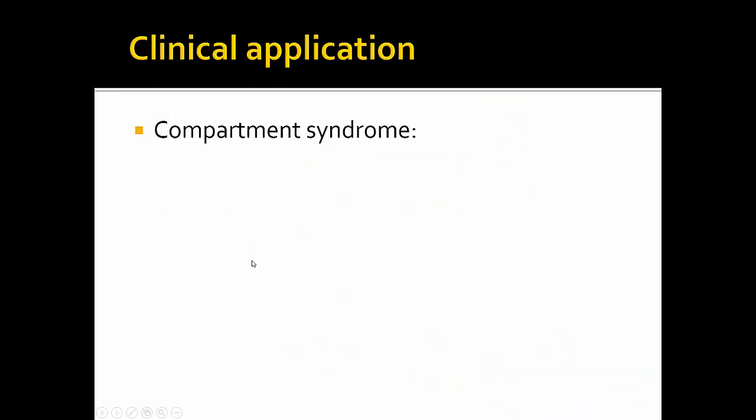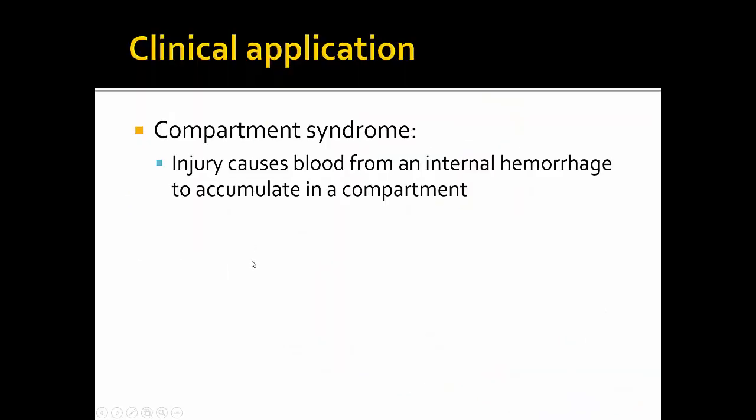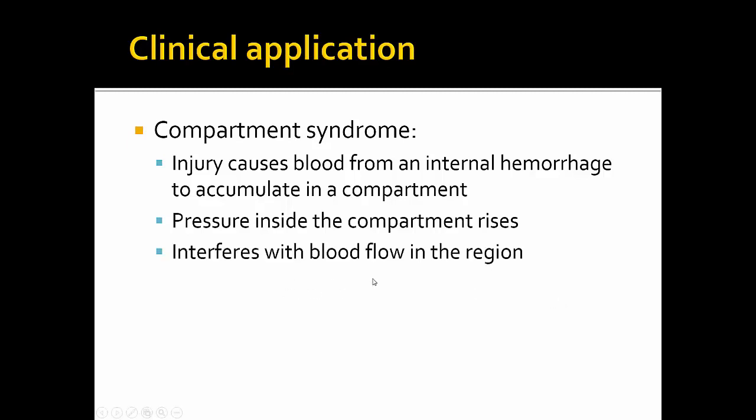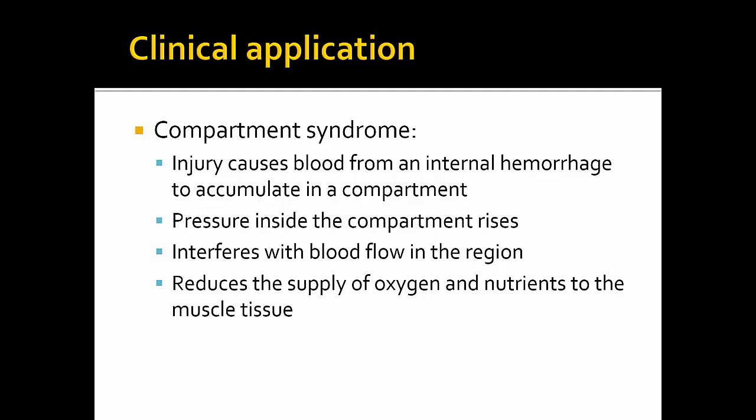And you'll hear the word compartment when you talk about compartment syndrome, which is an injury that causes blood from an internal hemorrhage to accumulate inside a compartment. So if the compartment stays closed, if the fascia is not injured, but the muscle is injured, and blood is accumulating inside that compartment, you have huge pressure increases inside the compartment. That rising pressure interferes with normal, healthy blood flow to the region. So you're increasing the pressure in the compartment, and the rest of the muscle that needs the blood is not getting the blood that it needs because of the pressure.